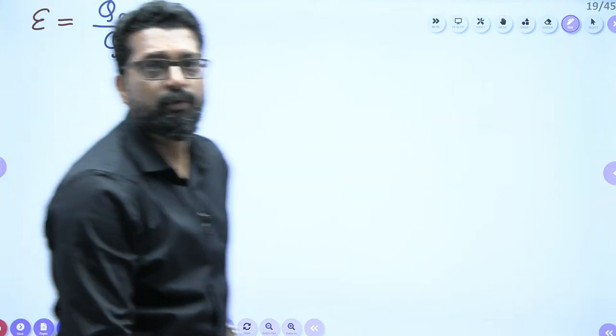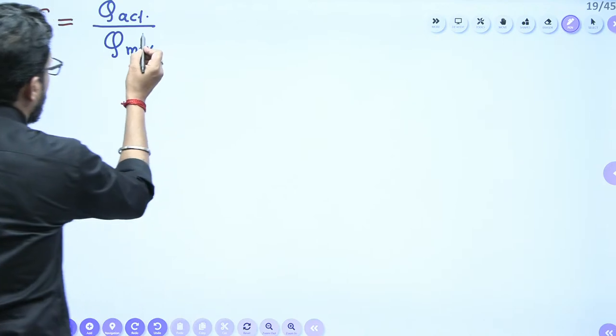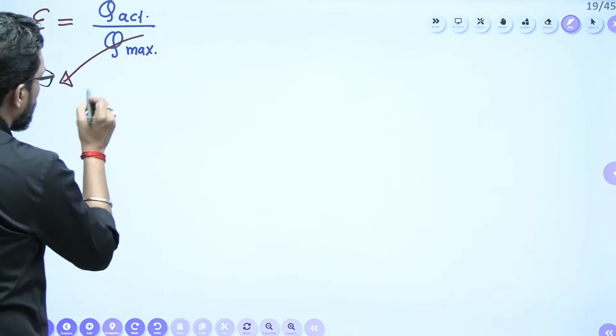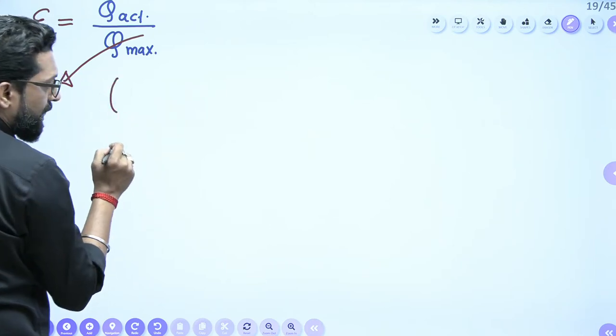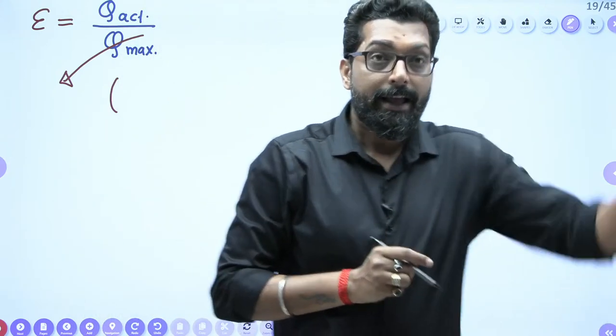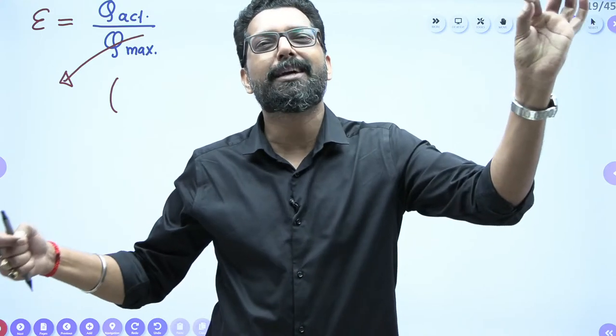Effectiveness is the actual heat transfer divided by the maximum heat transfer. See very carefully, beta. You know what the maximum heat transfer is? Maximum heat transfer is based on the maximum temperature difference. And what is the maximum temperature difference in the heat exchanger? Hot temperature inlet minus cold temperature inlet.